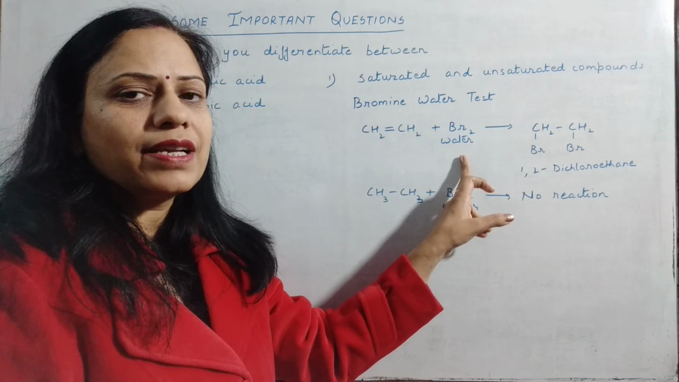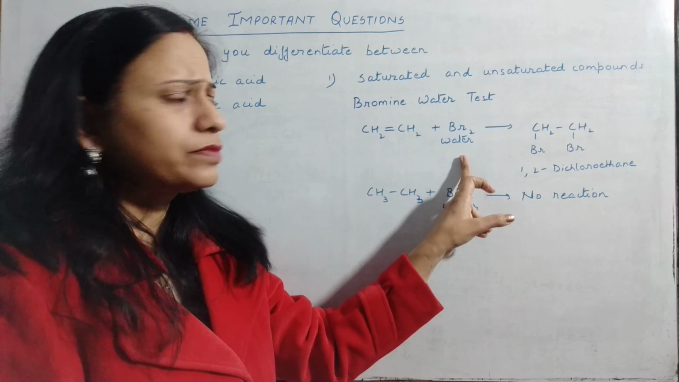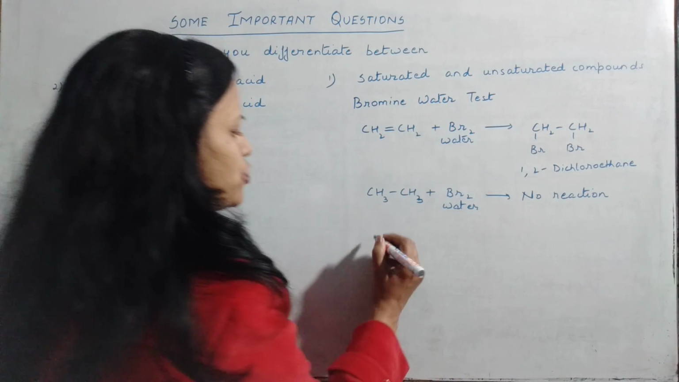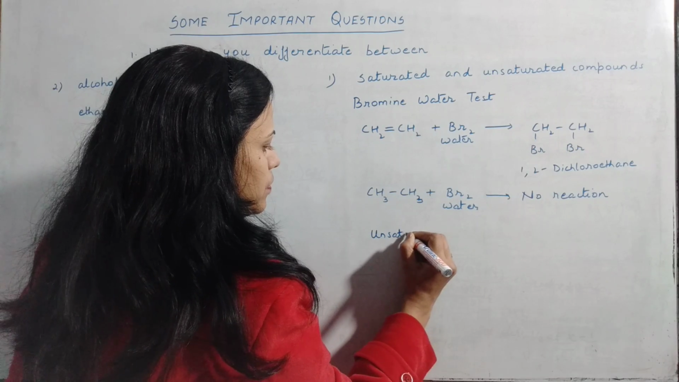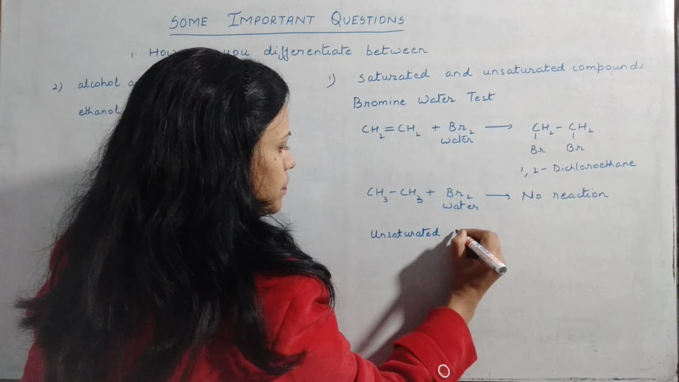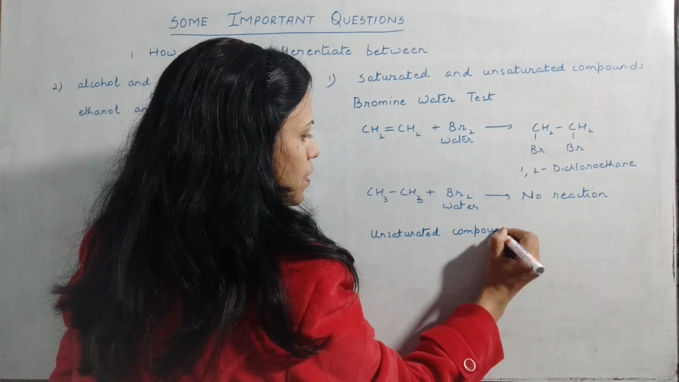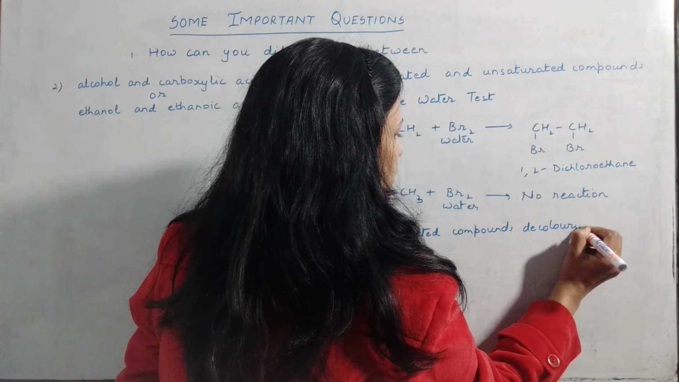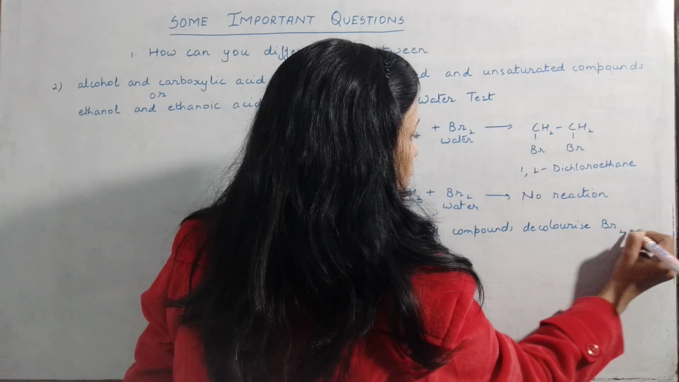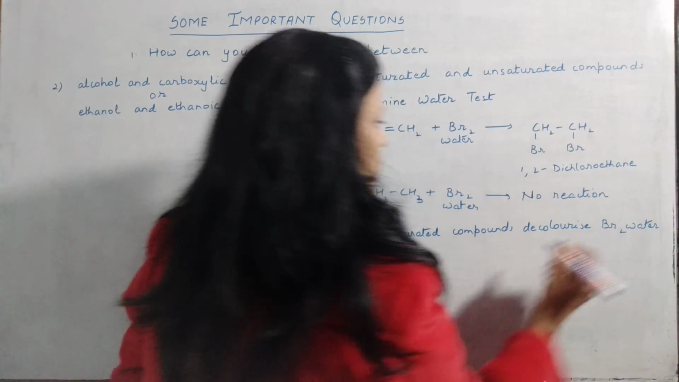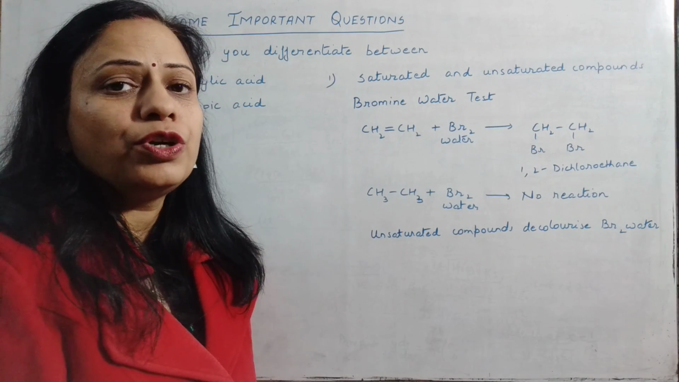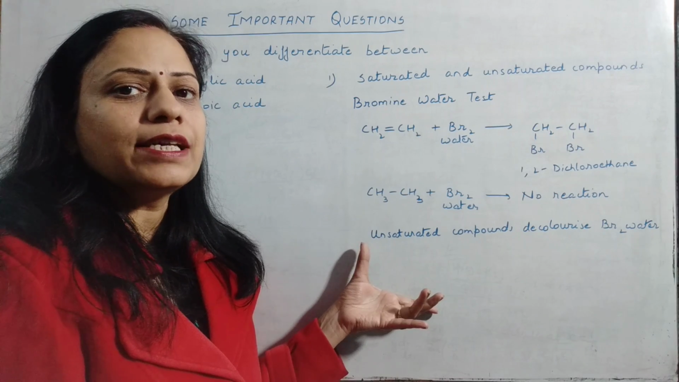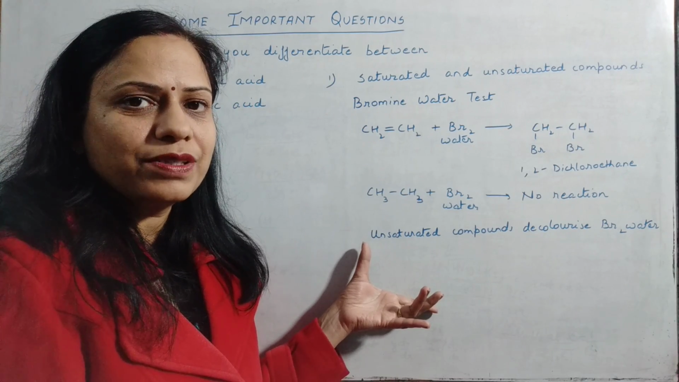So if you get a question in your exam, how will you distinguish between a saturated and an unsaturated compound? You just have to write that unsaturated compounds decolorize bromine water, whereas saturated compounds do not. So this is how we can distinguish between saturated and unsaturated compounds.